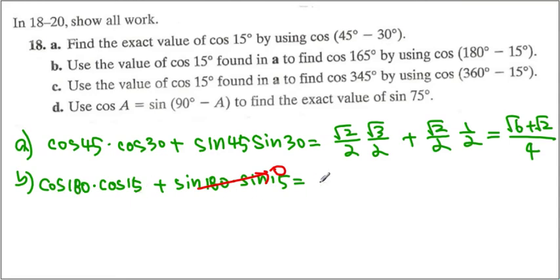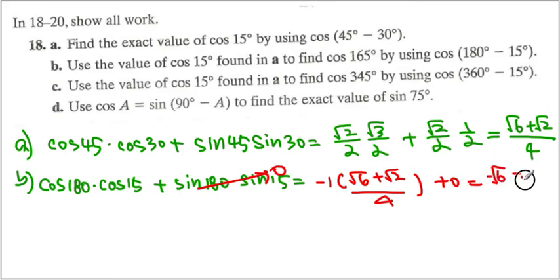Cosine of 180 in fact becomes negative 1. Cosine of 15, which we calculated earlier, is radical 6 plus radical 2 over 4, plus 0. Now this simply becomes negative radical 6 minus radical 2 over 4. That becomes our final answer.